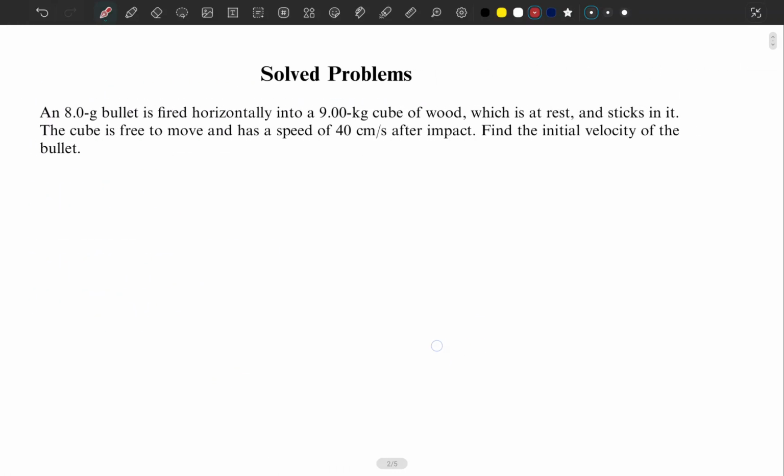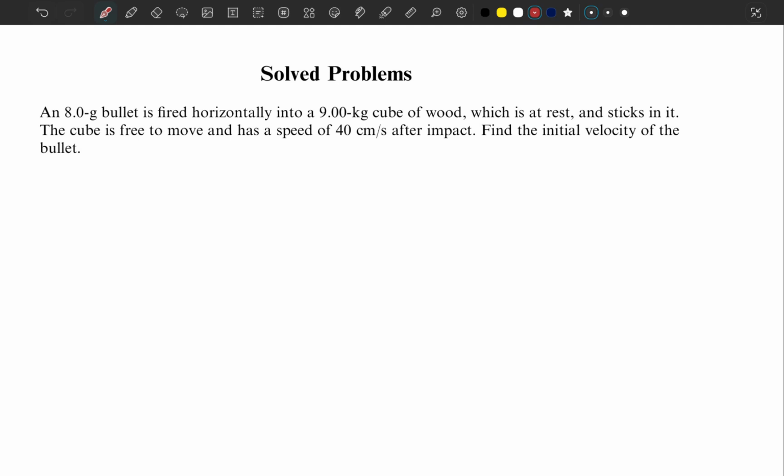Here is a question. An 8-gram bullet is fired horizontally into a 9-kilogram cube of wood, which is at rest, and it sticks into it. Now, the cube is free to move and has a speed of 40 centimeters per second after impact. Find the initial velocity of the cube.